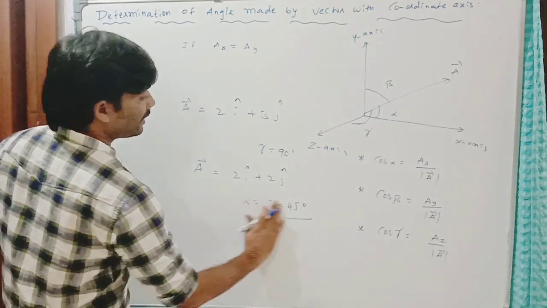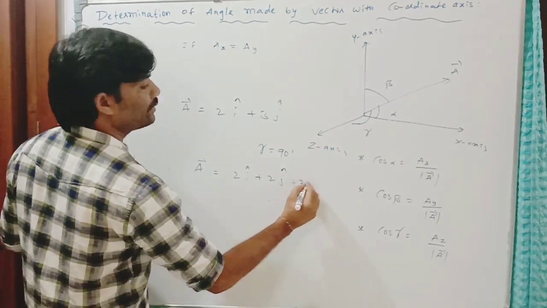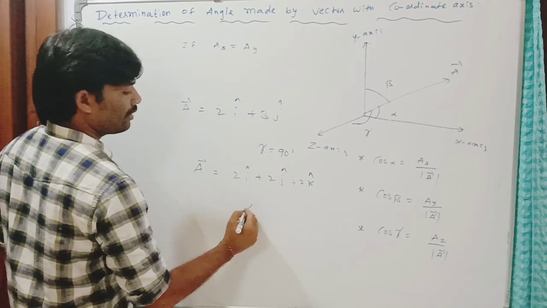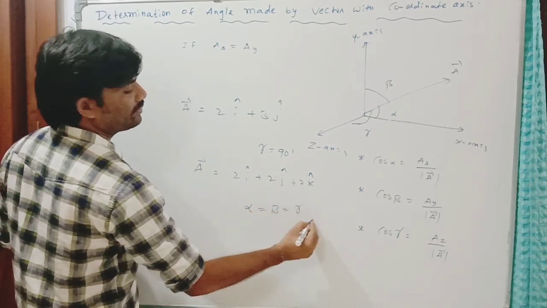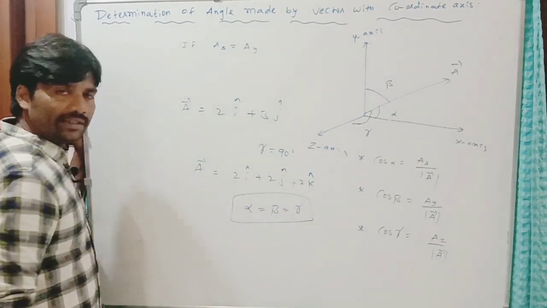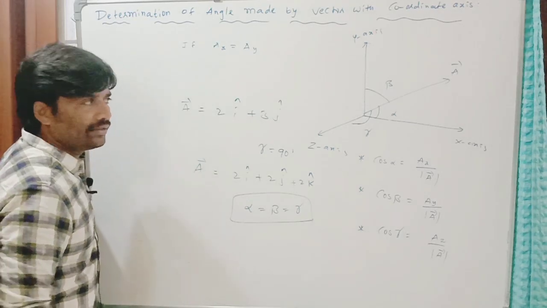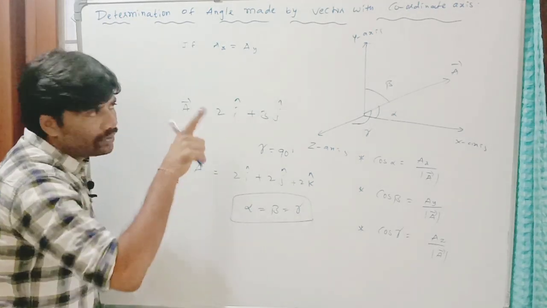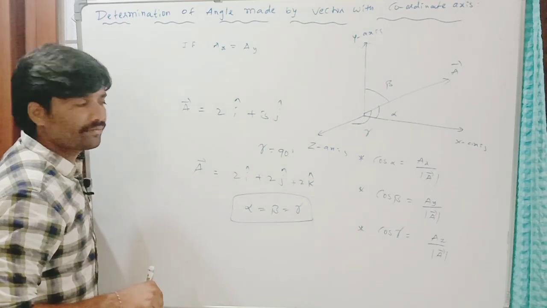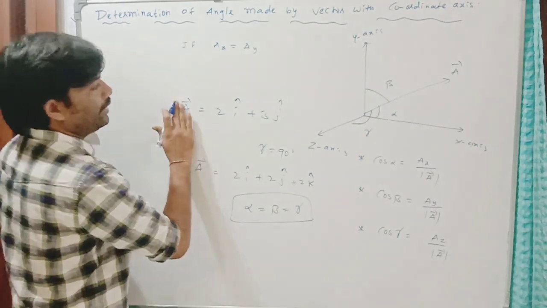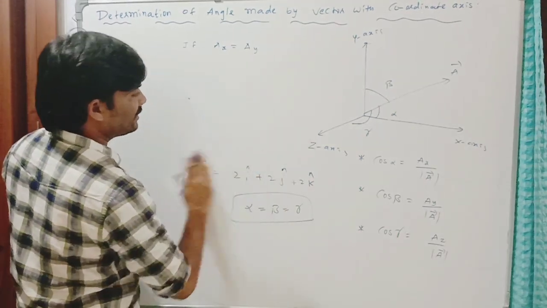If all three components are equal, like this, i plus j plus k, it means what? Alpha equal to beta equal to gamma. If all three components are equal, that vector makes same angle with all three axes. Clear?